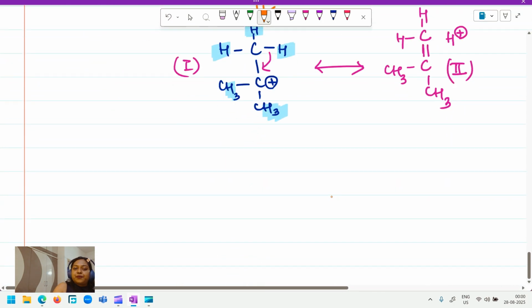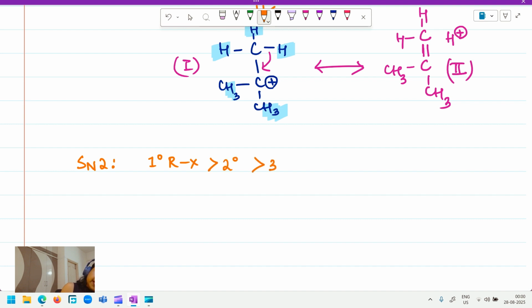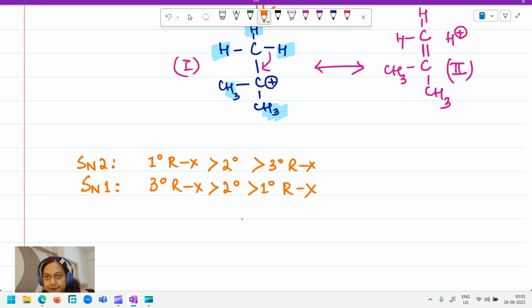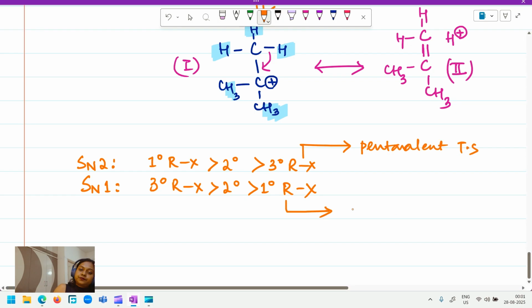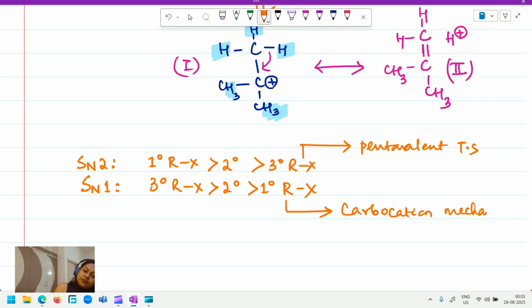Okay, so let's recap really quick. SN2 reactivity order: primary, then secondary, then tertiary alkyl halide, right? For SN1, it is the opposite. For SN1, tertiary are most reactive, then secondary, then primary. Any doubt remains here? SN2 takes place through a pentavalent transition state. Remember that? SN1 takes place through a carbocation mechanism. All good? Now we will try to solve some questions.